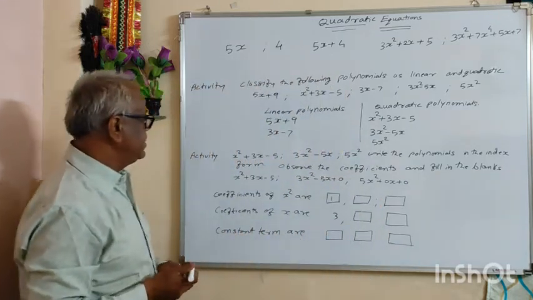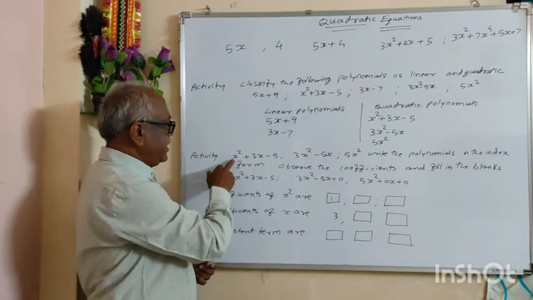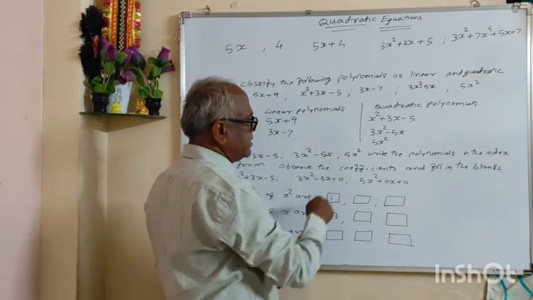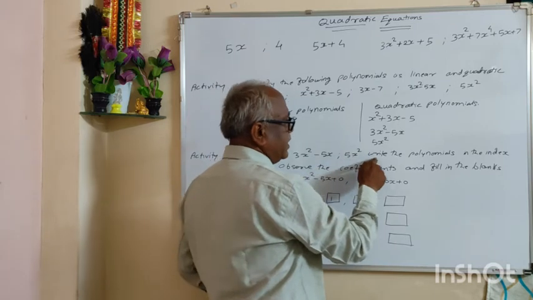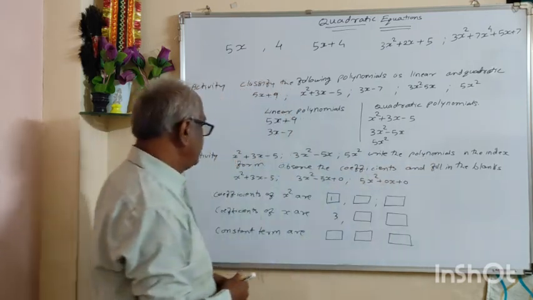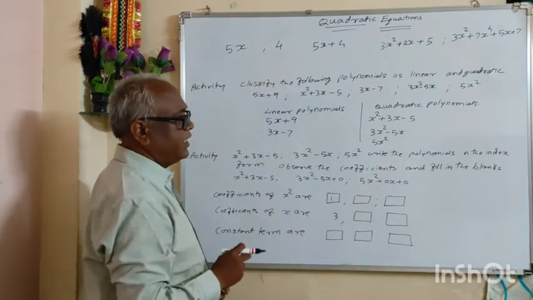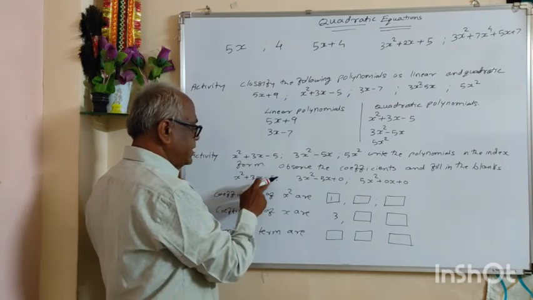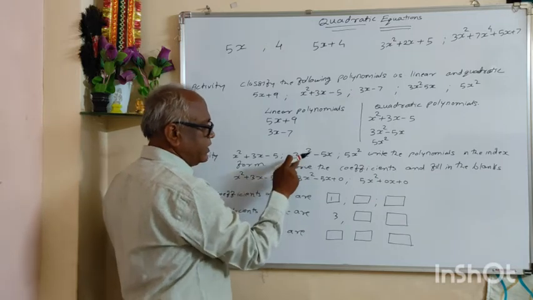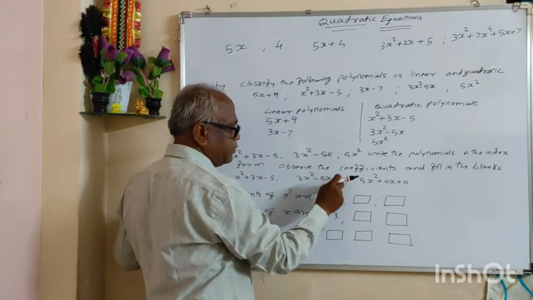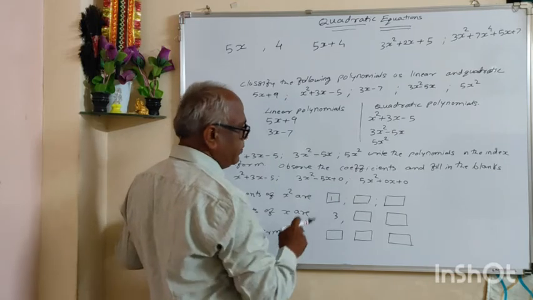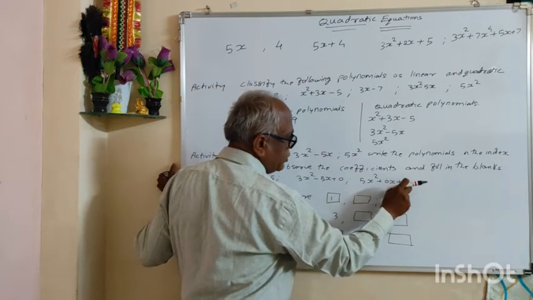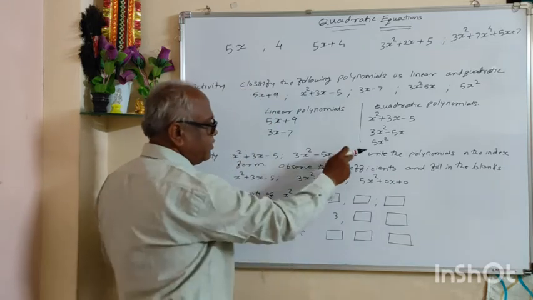Now another activity is there. x square plus 3x minus 5, 3x square minus 5x, and 5x square. Write the polynomials in index form, observe the coefficients and fill in the blanks. x square plus 3x minus 5. Second equation, 3x square minus 5x plus 0, we have written in index form. 5x square plus 0x plus 0, this is the index form of that equation.